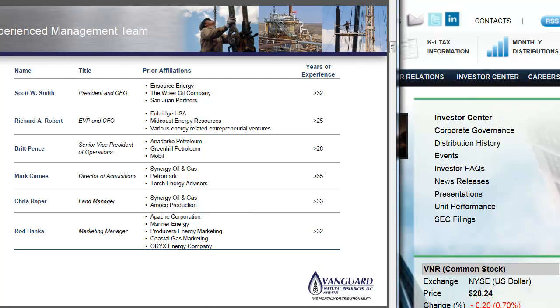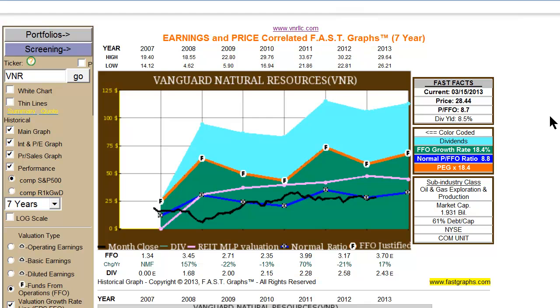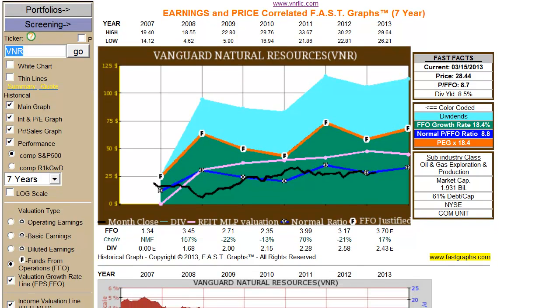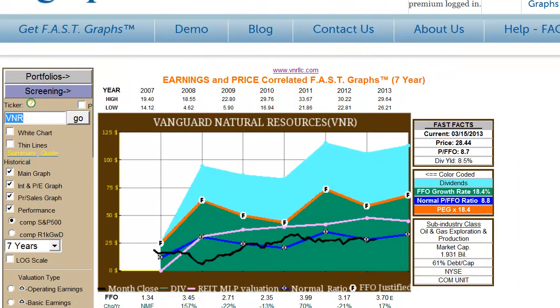So the whole idea here is that FastGraphs are designed to help you make sense out of what you're looking at. They go beyond statistics and give you actually a picture of a company. But it's very difficult to value a company with this type of cyclicality. But at least with FastGraphs, you can see how the stock is trading in relationship to how the market has normally priced it relative to its funds from operations and relative to its dividend income. You can run some projected growth rates to try to figure out what you think the future might hold. But the point is, you're not simply investing blind. But evaluating a company like Vanguard Natural with this much cyclicality is certainly a difficult task.